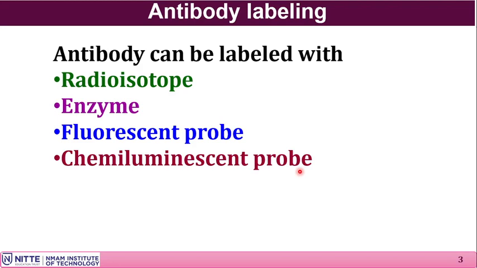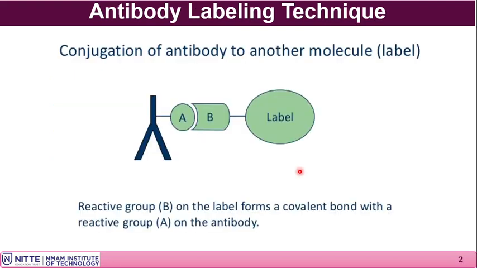In this case, one needs to take care that the antibody FAB arm, that is the antigen binding arm, is left free for binding of the antigen, and only the non-antigen binding arm, that is the FC arm of the antibody, is labeled with the probes. Let us see what these A, B stand for and the label stands for.